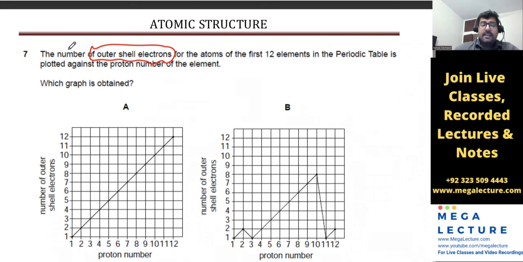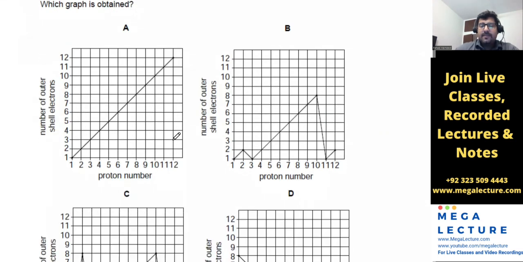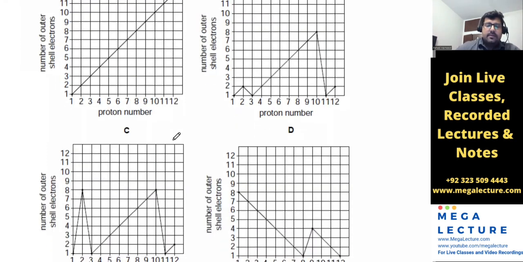If the number of outer shell electrons for the first 12 elements in the periodic table is plotted, which graph is obtained? The first element has 1 electron, the second has 2 electrons, the third has 3 electrons, then 4, 5, 6, 7, 8, 9, 10 and so on. So explain to me, how many valence electrons will the first one have? Like the first element.